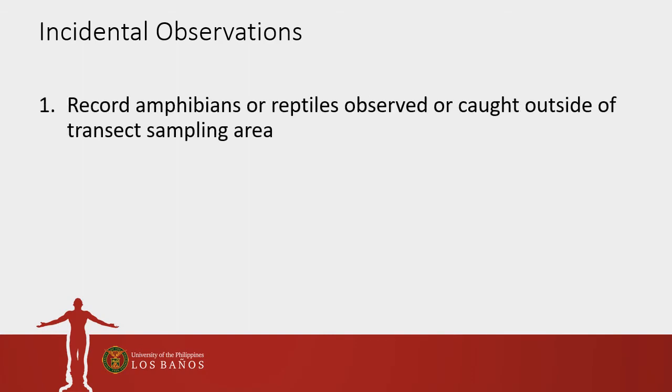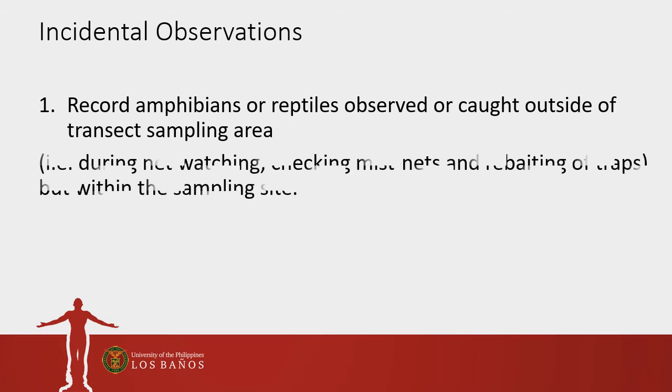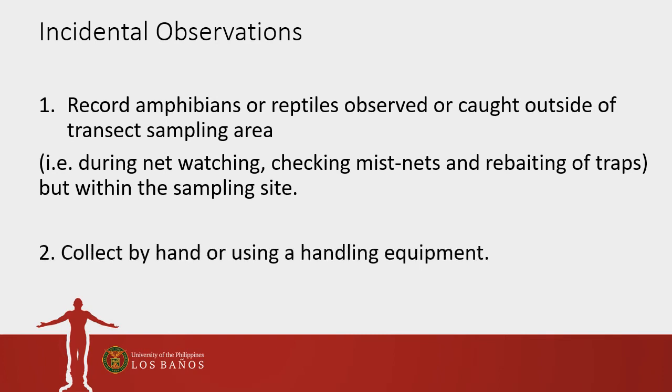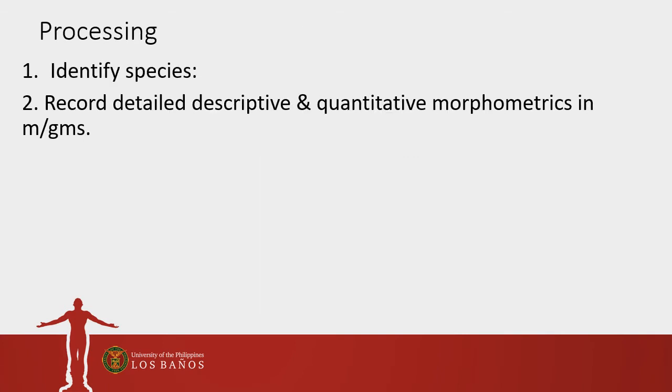Record amphibians or reptiles observed or caught outside of the transect sampling area, that is, during net watching, checking of mist nets, and rebaiting of traps, but within the sampling site. Collect by hand or using a handling equipment. Processing of the samples may be done to identify the species. Record detailed descriptive and quantitative morphometrics in meters and in grams. Take the biometrics, again, if this is necessary for the species identification.